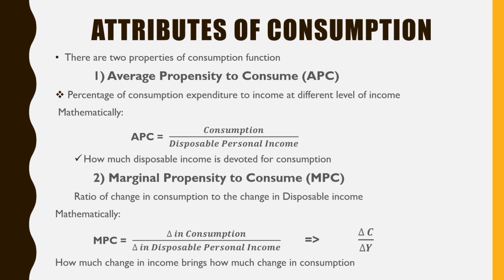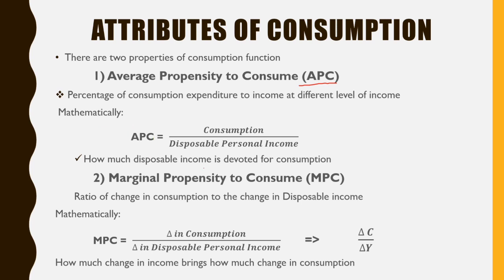We can define the term average propensity to consume as the percentage of consumption expenditure to income at different levels of income. The interpretation for the average propensity to consume is which percentage of income is devoted to consumption, and we can derive it mathematically: average propensity to consume is equal to consumption over disposable personal income, meaning how much disposable income is devoted to consumption.